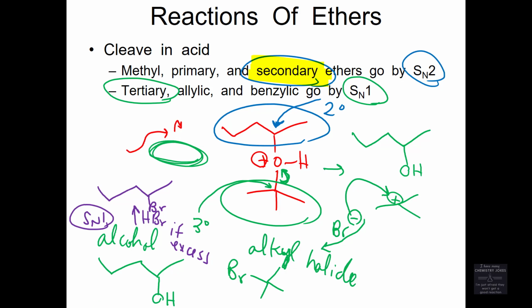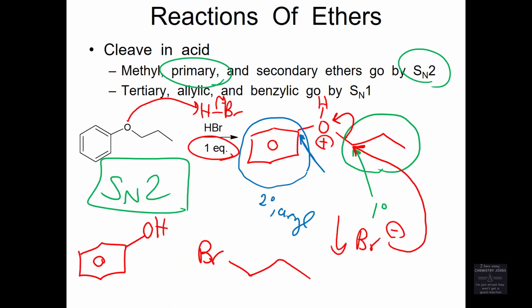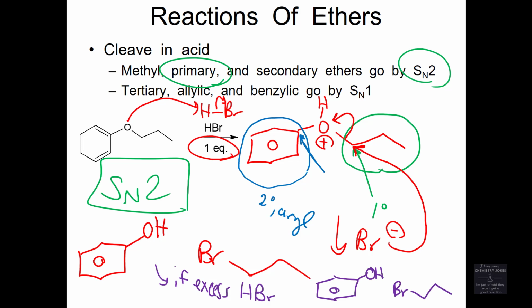Okay. I said we'd go back to the one equivalent back here. This is an aryl alcohol. That aryl alcohol does not undergo substitution. So even if you had excess HBr, you would get the same products. Even if you had excess HBr, this is all you get. Because aryl alcohols do not undergo substitution.